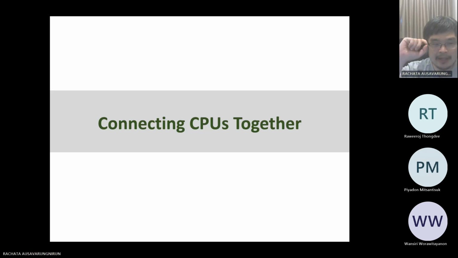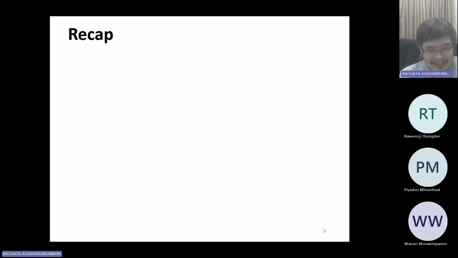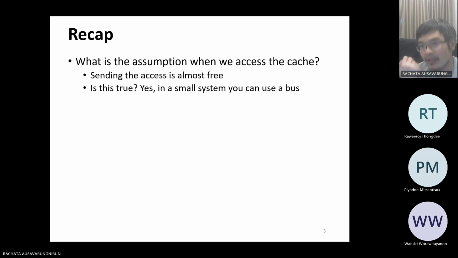First, you have a bunch of cores, 4 core, 8 core, 16 core, and you need to connect them together. Somehow they have to be put together. So, quick recap: what's the assumption that we make when we access the cache? Sending an access is free. You go to the cache, you spend time looking up and accessing the data, but sending the actual request, saying I want to access the cache, that is free. That's what we assume: we have unlimited bus bandwidth to support that somehow.